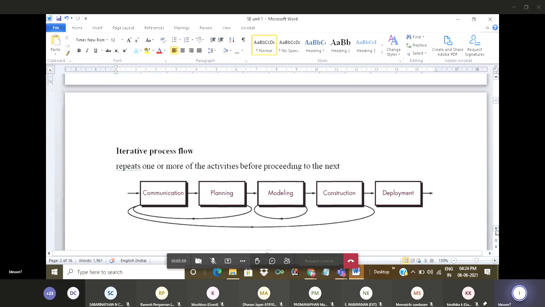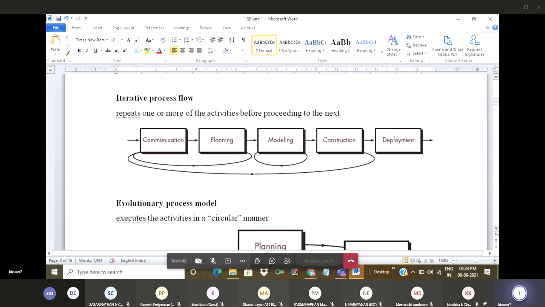Second is iterative process flow. Iterative process flow is nothing but it repeats one or more of the activities. See, communication and planning: these two activities have to repeat one or more times. Then it goes to the next level. Then the modeling has to complete. Then it goes to the next level. Then construction has to finish. If there is any problem in the construction, then it goes back to communication.